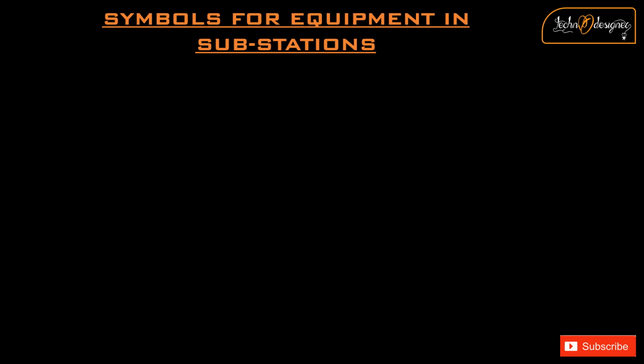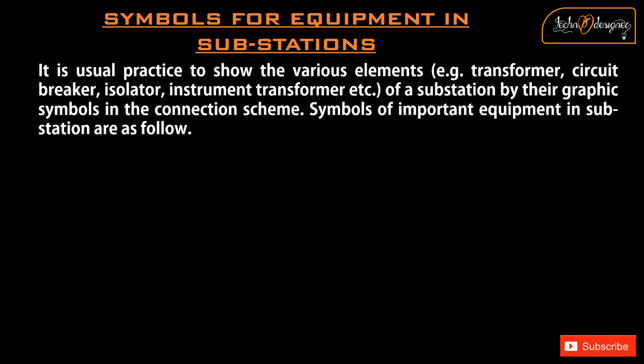Symbols for equipment in substations. It is usual practice to show the various elements, e.g. transformer, circuit breaker, isolator, instrument transformer, etc., of a substation by their graphic symbols in the connection scheme. Symbols of important equipment in a substation are as follows.